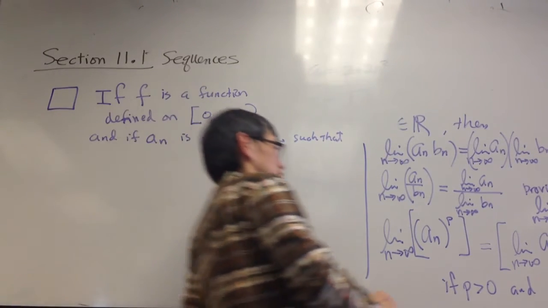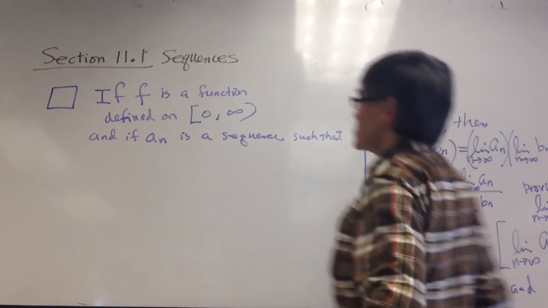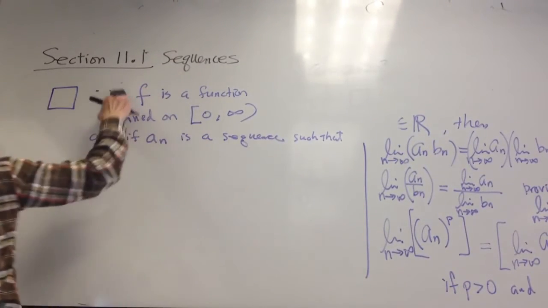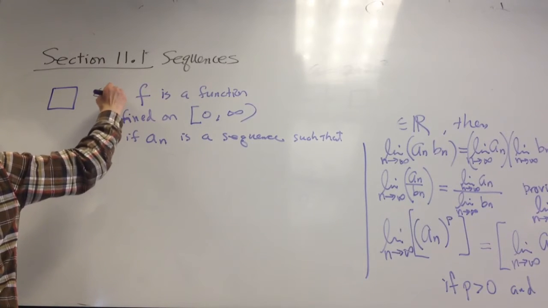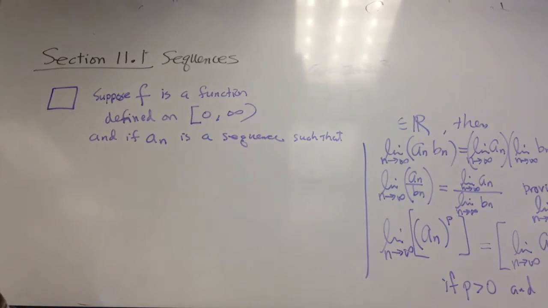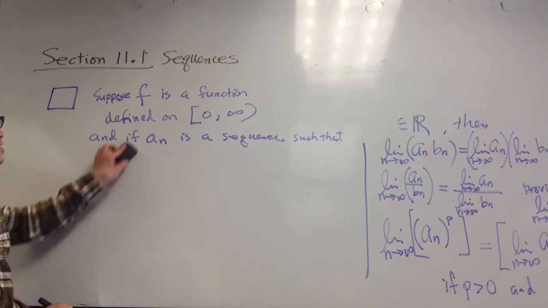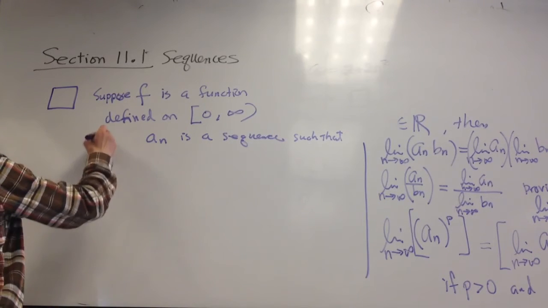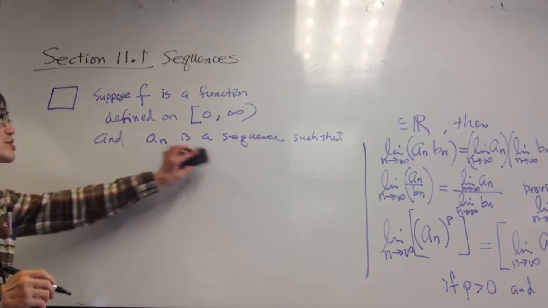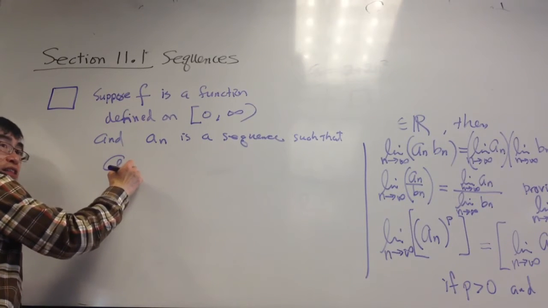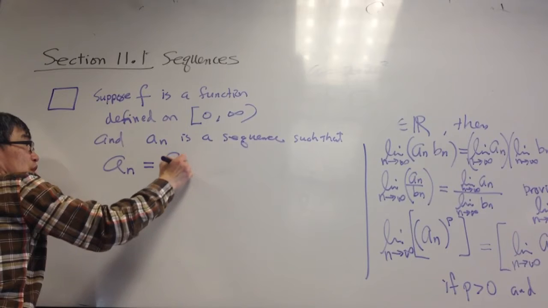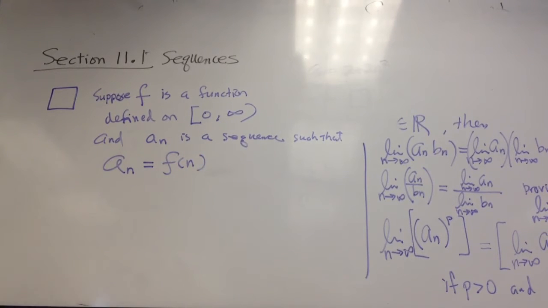I probably should use a different word. Replace "an if" by "suppose." Suppose f is a function defined on this, and an is a sequence such that a sub n is equal to f of n. Okay?